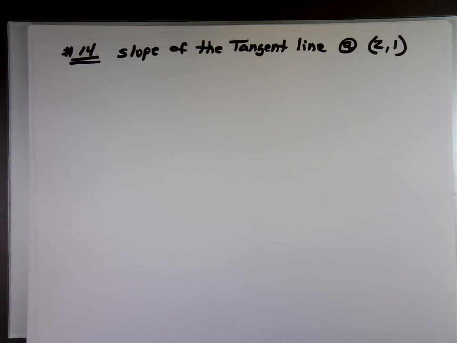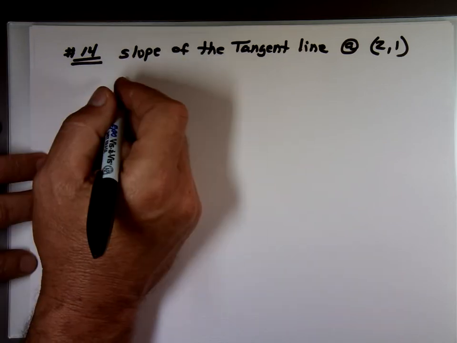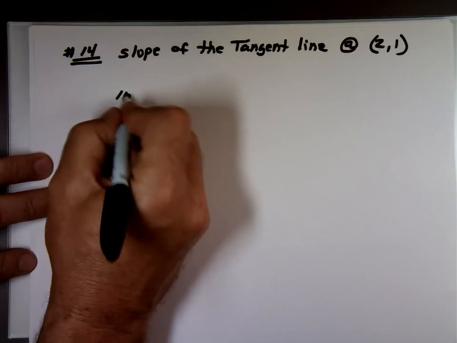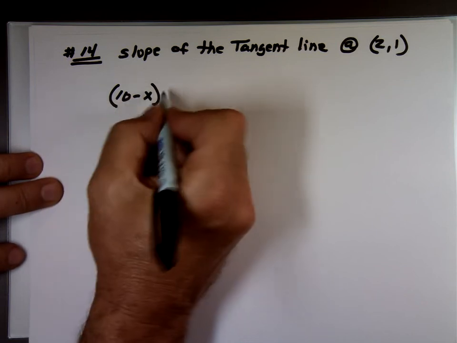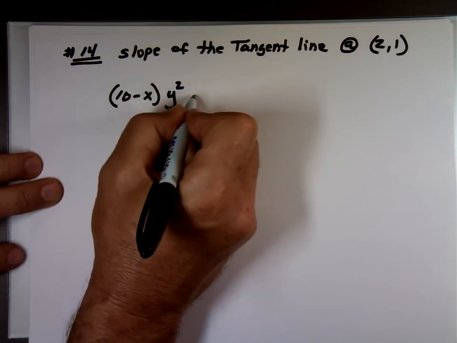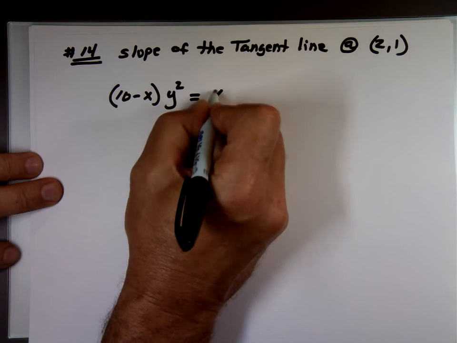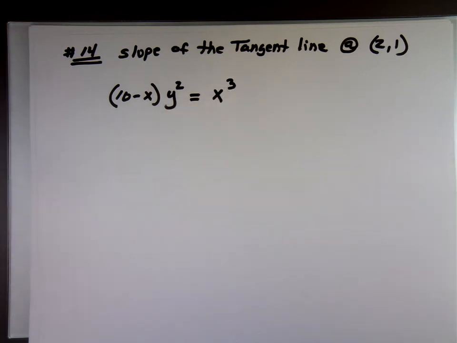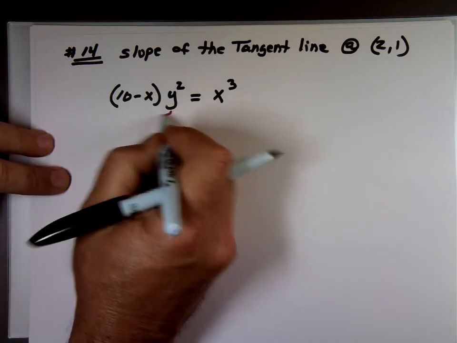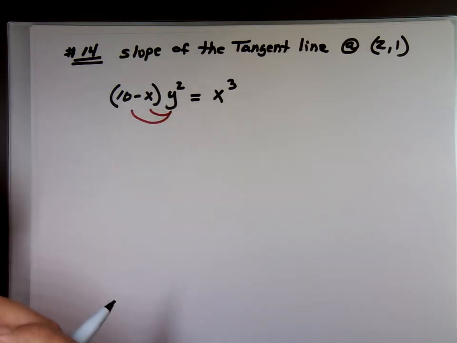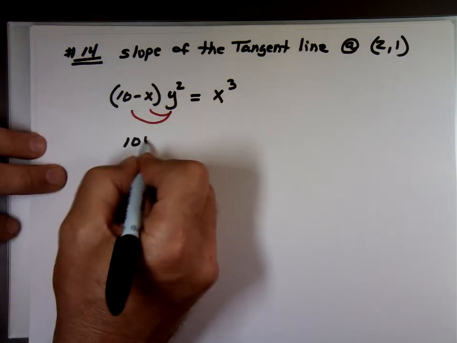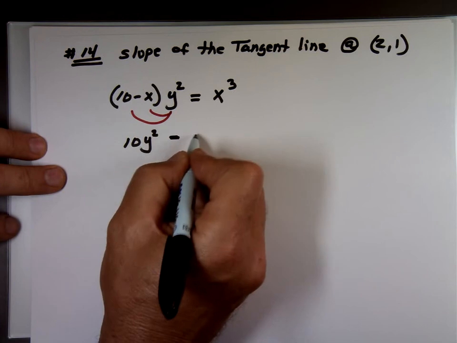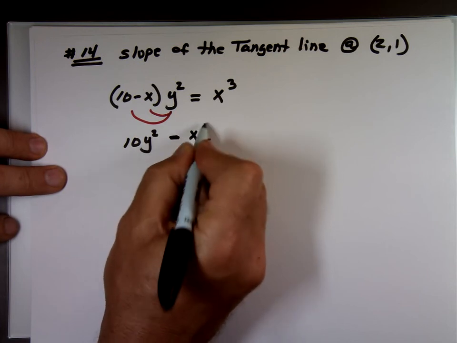The problem is 10 minus x, times y squared, equals x cubed. You can leave it like this if you want, or if you want to distribute that first, you can. It really doesn't matter. So if you distribute that, what do you have? 10y squared minus xy squared equals x cubed.